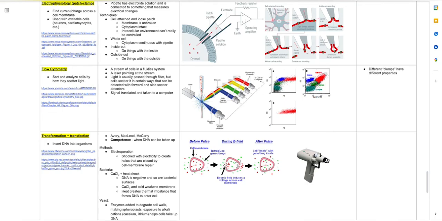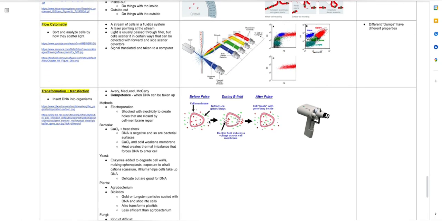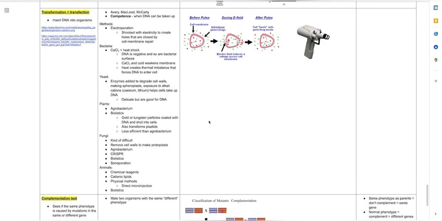Okay, so now let's move on to transformation and transfection. The purpose of this is to insert DNA into organisms. The first experiment you'll see is the Avery, MacLeod, and McCarty experiment. And I have a little vocab word here. Competence is the state when DNA can be taken up.